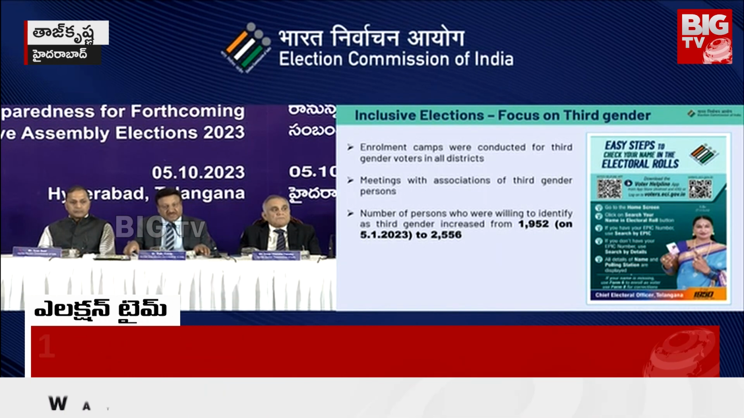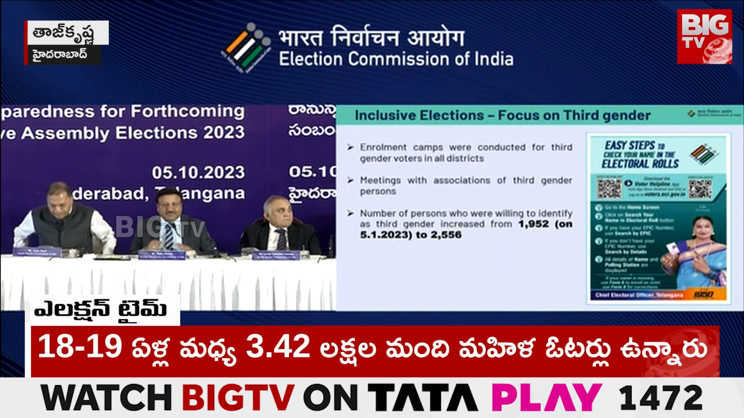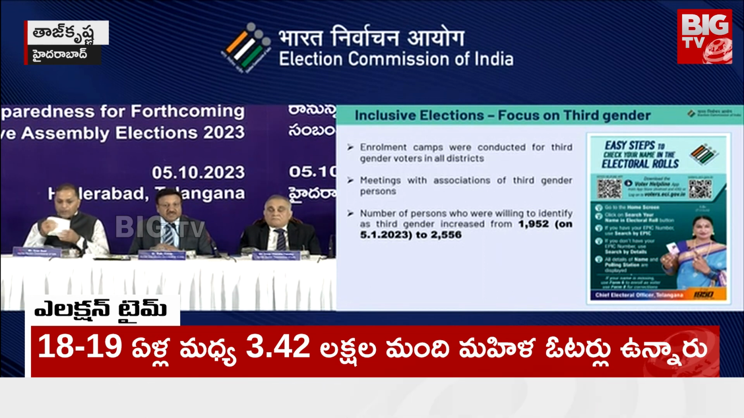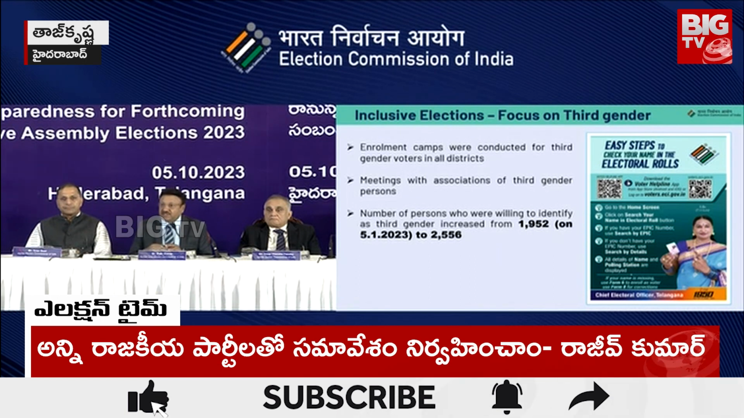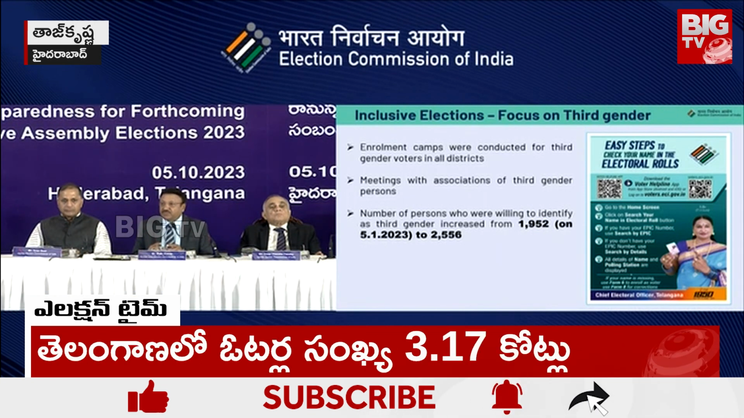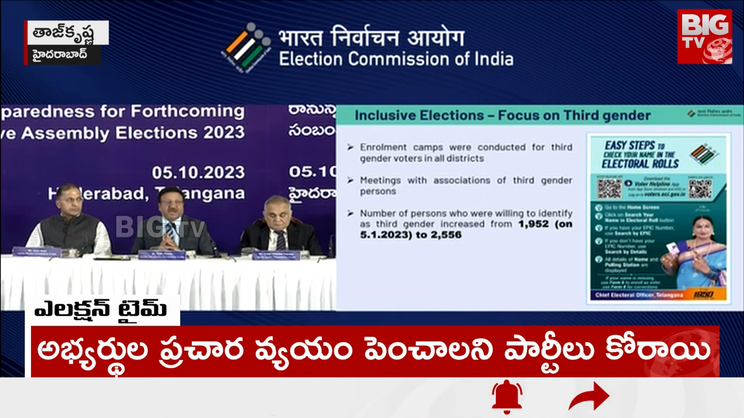Similarly, for the third gender, we have a state icon. Their number has increased to 2556. We have made certain changes in the form. If they do not have parents' names or for any reason, whatever their requirements, we have made those changes, so that we take in the name of the Guru and others, but the underlying idea is to register all of them.